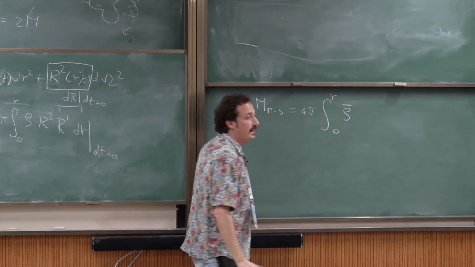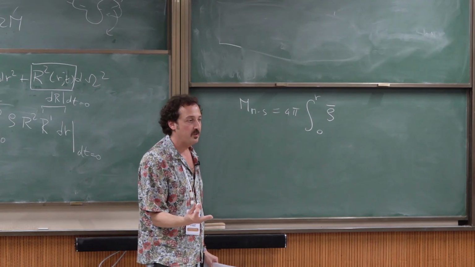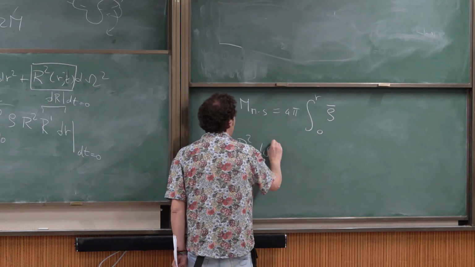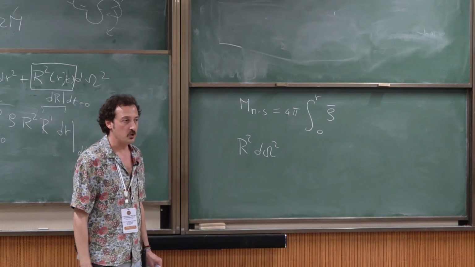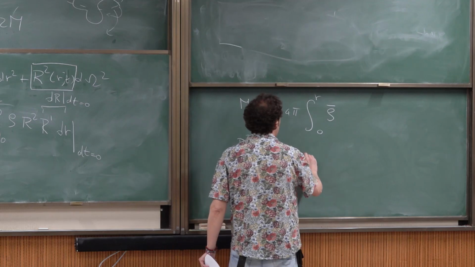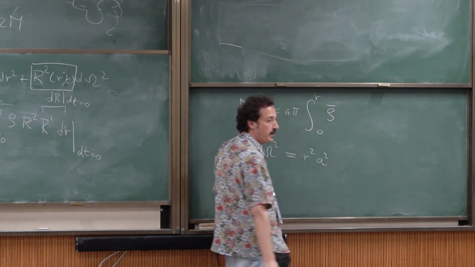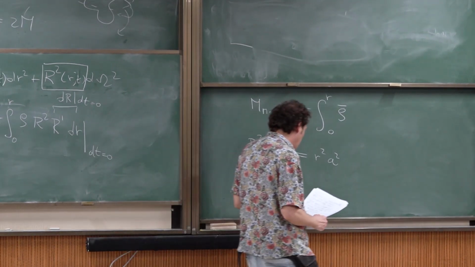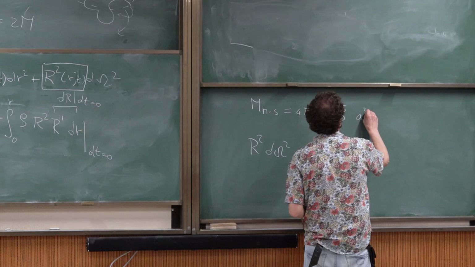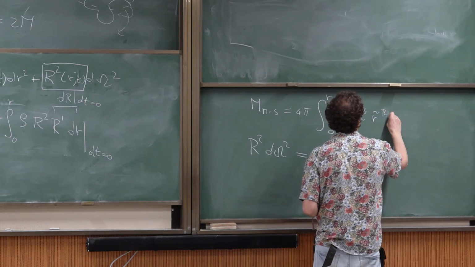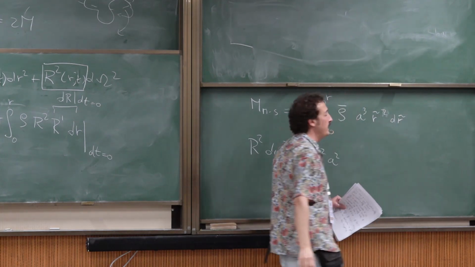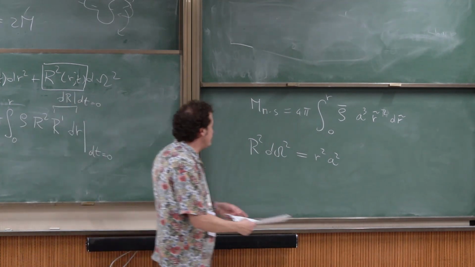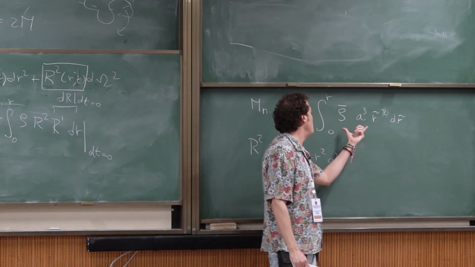Now, what is the area radius of Friedmann-Robertson-Walker? Well, it's the term that multiplies the omega squared, right? So in Friedmann-Robertson-Walker, it's simply r squared times the scale factor squared. That's as simple as that. So that thing is just a cubed r tilde squared dr tilde. Okay, so this will be the Misner-Sharp mass, which is actually what we calculate.